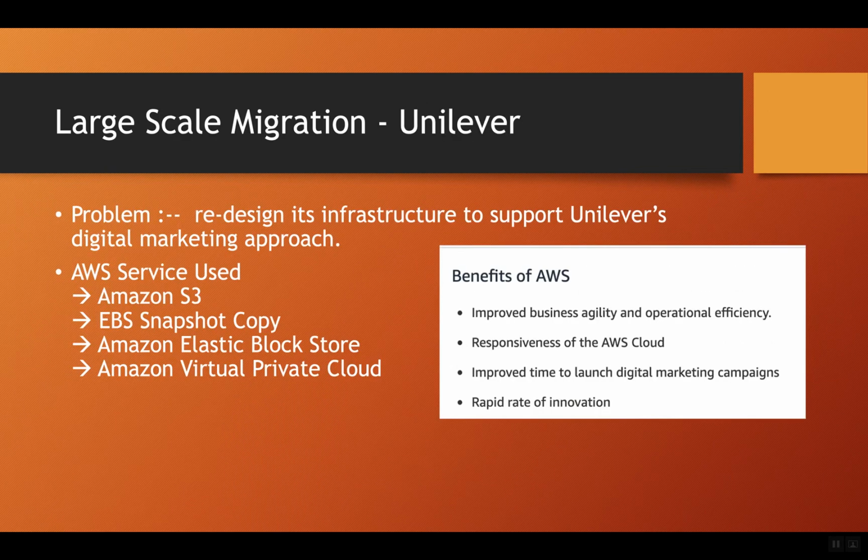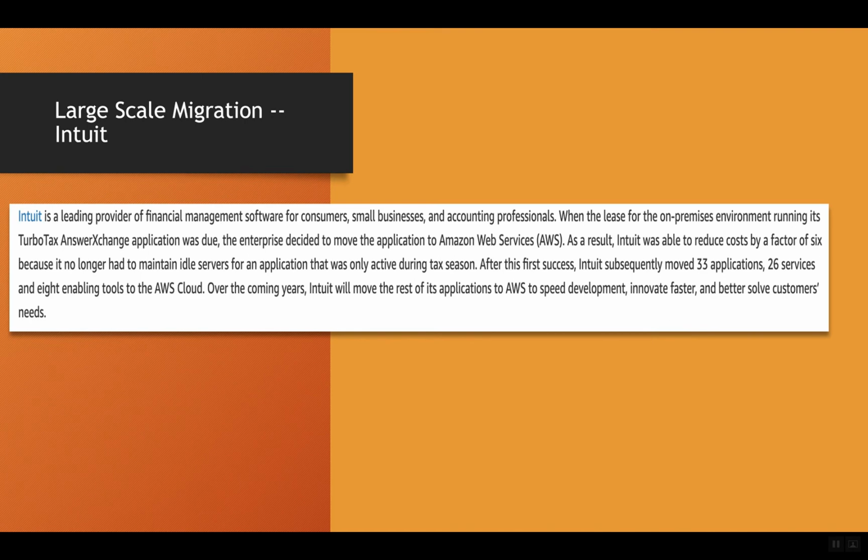Unilever had to redesign infrastructure to support Unilever's digital marketing. They used Amazon S3, EBS Snapshot Copy, Amazon Elastic Block Store, and Amazon Virtual Private Cloud. The benefits were improved business agility and operational efficiency, responsiveness of the AWS cloud, improved time to launch digital marketing components, and a rapid rate of innovation.